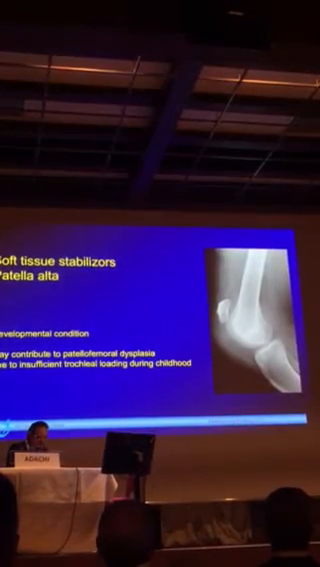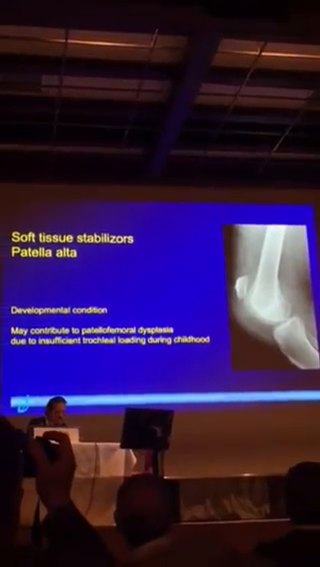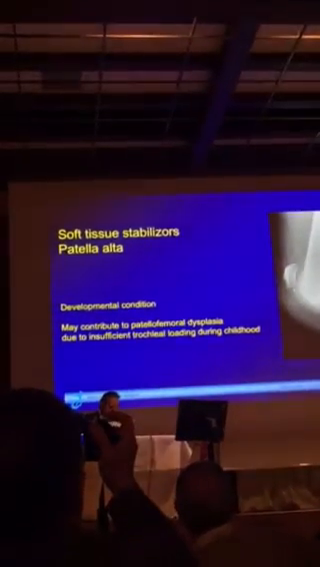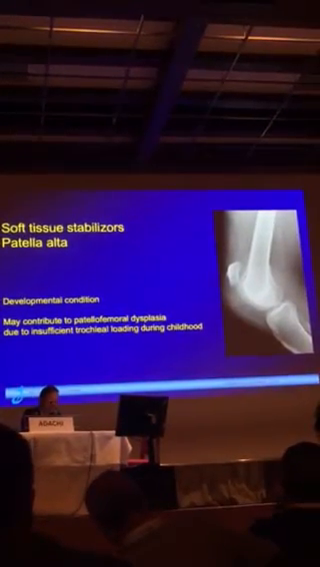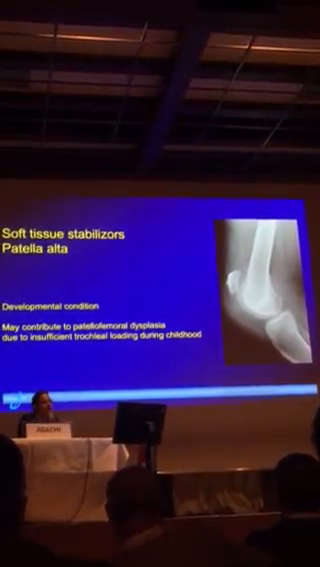Other soft tissue issues is patella alta, as seen here, and that is probably a developmental condition where if you have a high patella as a child, the patella is not working correctly in the trochlea, and that could be a reason for getting dysplasia during childhood.